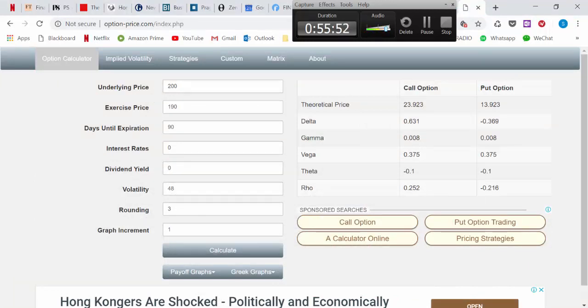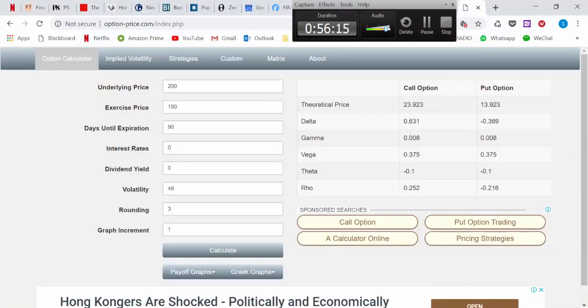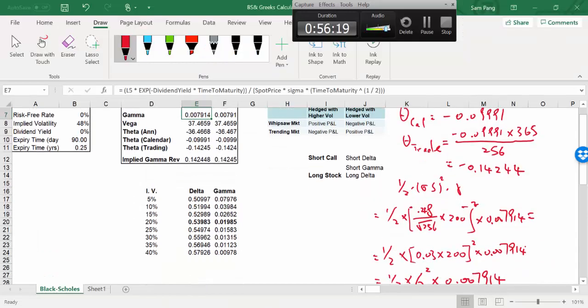So gamma is simply the second derivative, the differentiating of delta with respect to price. So that one you can calculate quite easily. The 0.008 here is in fact 0.007914. So again, immediately you see that if I was to use our old friend, you run into problems because it's not precise enough. But now it is.